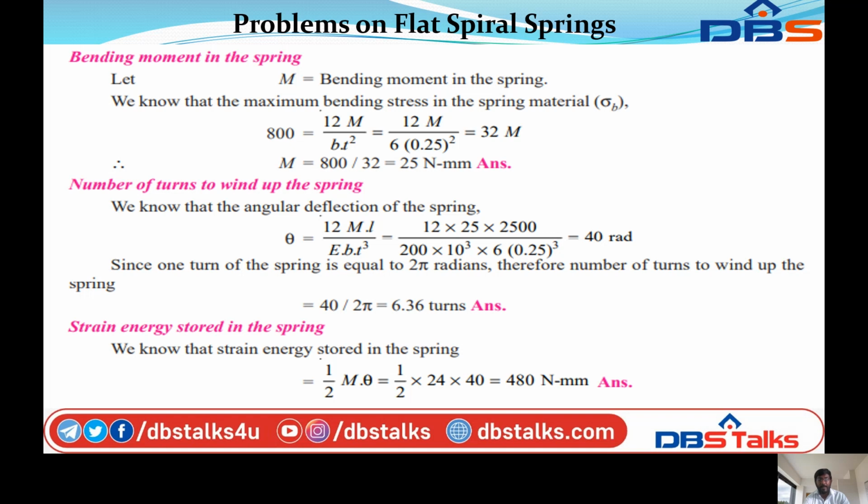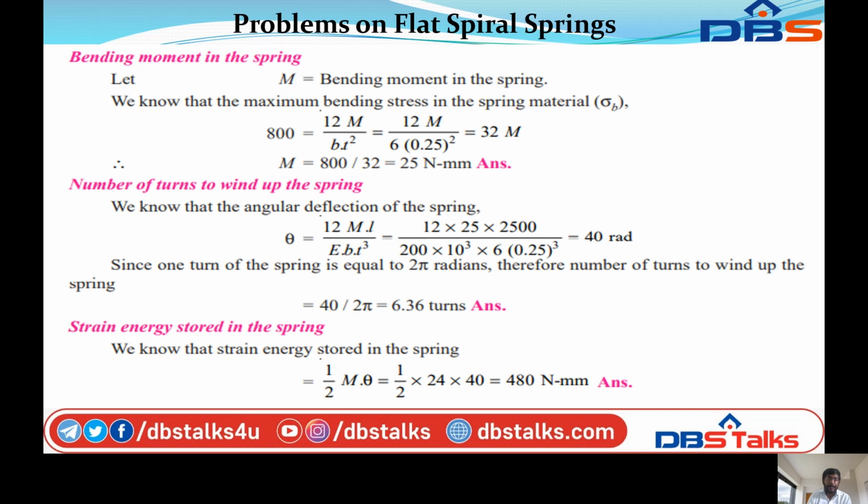So we know that the maximum bending stress in the spring material sigma B, 800 is equal to 12 into M by B t square, that is equal to 12 into M by 6 into 0.25 whole square, that is equal to 32 M. Therefore we can calculate M. So M is equal to 800 divided by 32, equal to 25 newton mm.